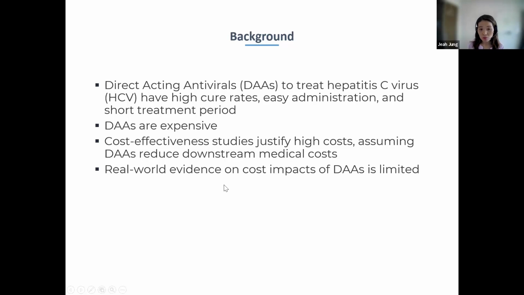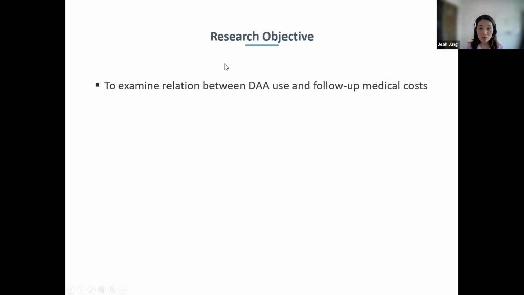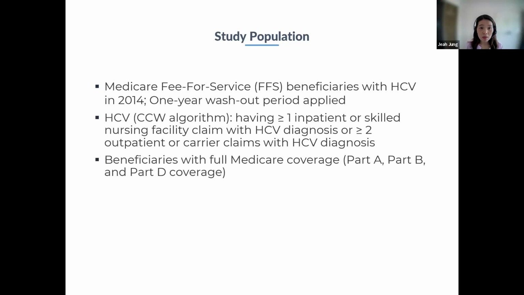So I want you to look at the real-world evidence. Does Medicare really save money after using DAAs? The objective of this study is to examine the relation between DAA use and follow-up medical cost among Hep C patients in Medicare fee-for-service.